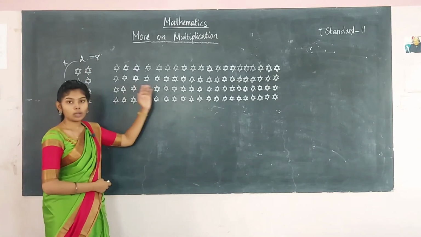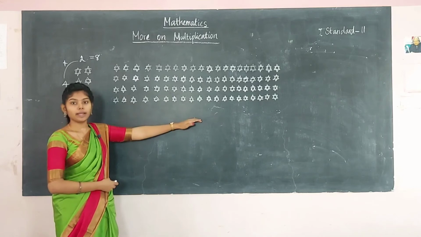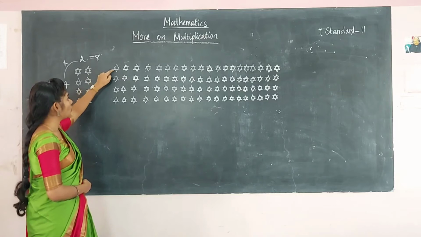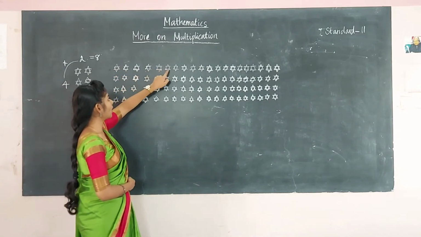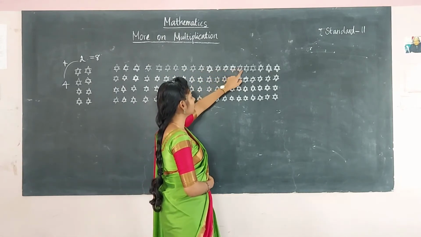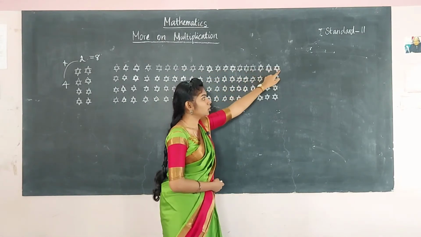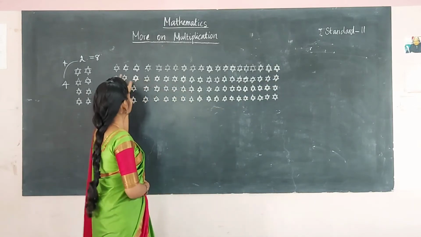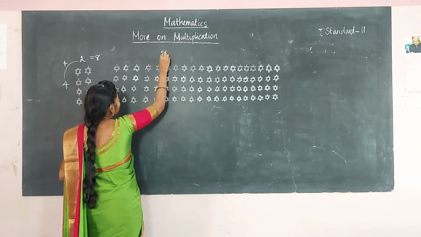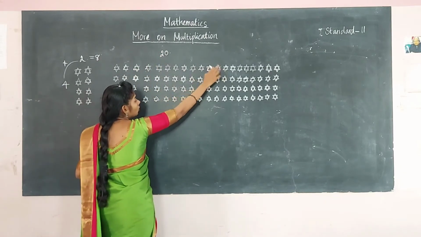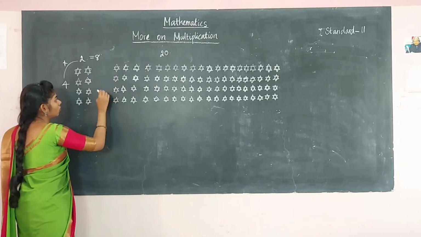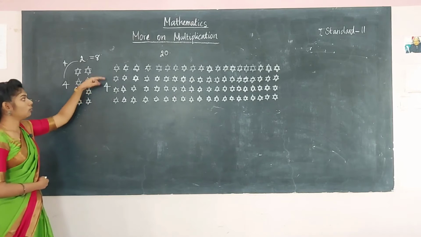And now see here. Now we are entering into multiply by tens. So here see how many rows are there. Count the stars. 1, 2, 3, 4, 5, 6, 7, 8, 9, 10, 11, 12, 13, 14, 15, 16, 17, 18, 19, 20. So here there are 20 stars row wise. In the first row 20 stars are there. And here how many columns? 1, 2, 3, 4. So 4. Column wise 4 stars.